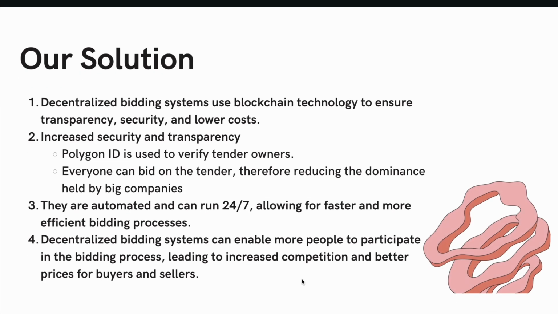So our solution, we decentralize the process, and one of the key aspects of our solution is the Polygon ID, which is used to verify the companies that have come into a DApp to send out tenders to allow bidders to bid for the tender. So there are many other advantages of making this process decentralized, and you can find them here.